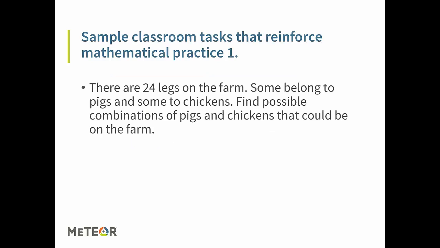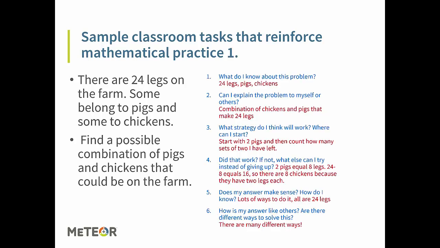Let's consider this question. There are 24 legs on the farm. Some belong to pigs and some to chickens. Find possible combinations of pigs and chickens that could be on the farm. Thinking about the questions that students should be asking themselves, how would they answer for each? Possible student thoughts are represented here in red.